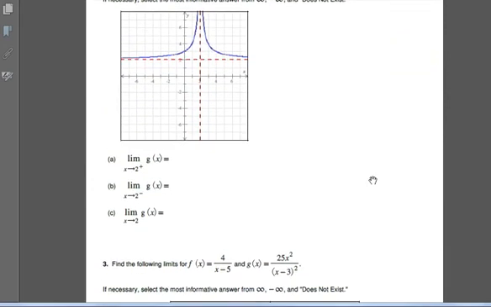This one's the same kind of stuff, but I guess we'll look at it here. Approaching 2 from the right, infinity. Approaching 2 from the left, infinity. Two-sided limit, infinity. We like that.